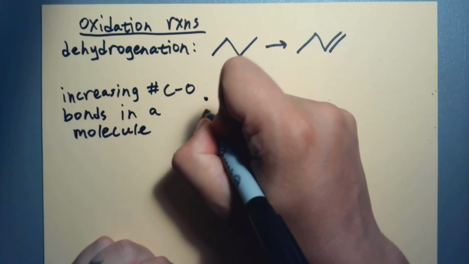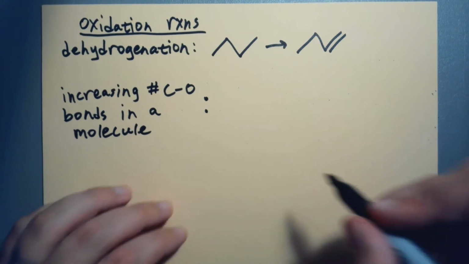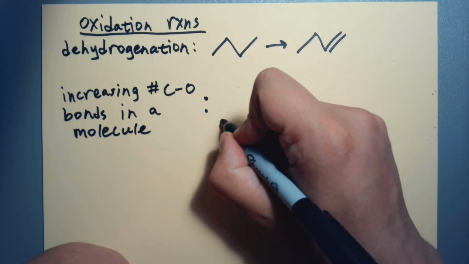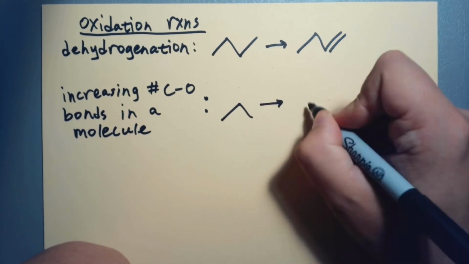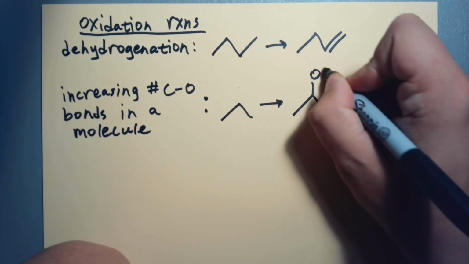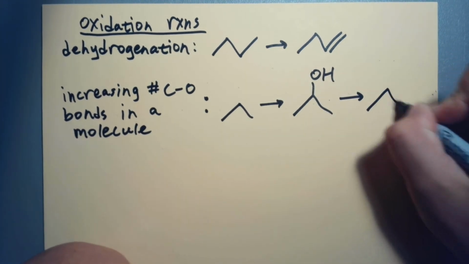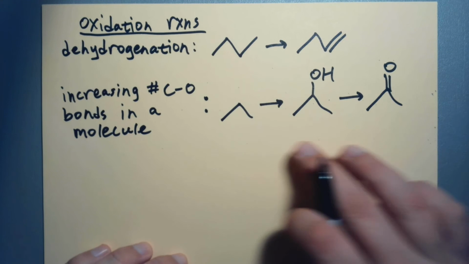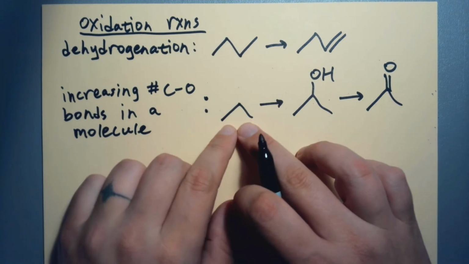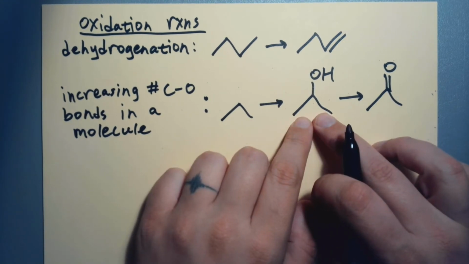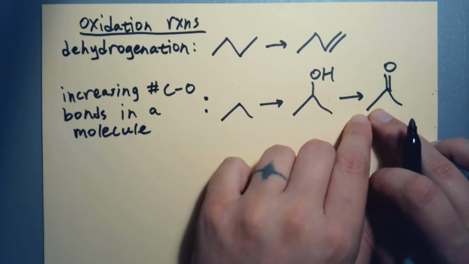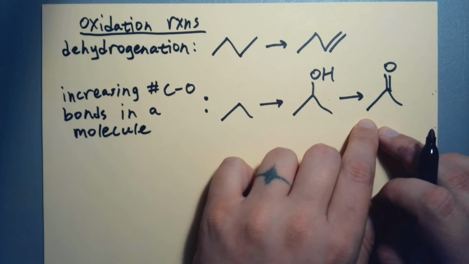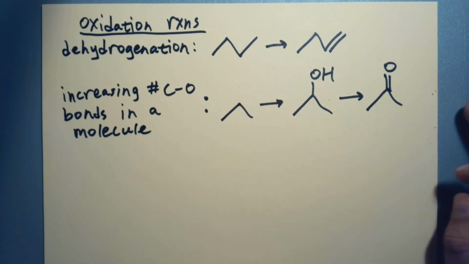Alright, so what does that look like? Well, maybe we have something that looks like this, and then maybe it becomes this, and we can oxidize it again, and maybe it looks something like that. This would be two different oxidation reactions. Boom, boom. So we go from 0 to 1 carbon-oxygen bond. We go from 1 to 2. So this is an oxidation reaction right here, and this is a second oxidation reaction. And we could keep doing that, going and going, just adding more.